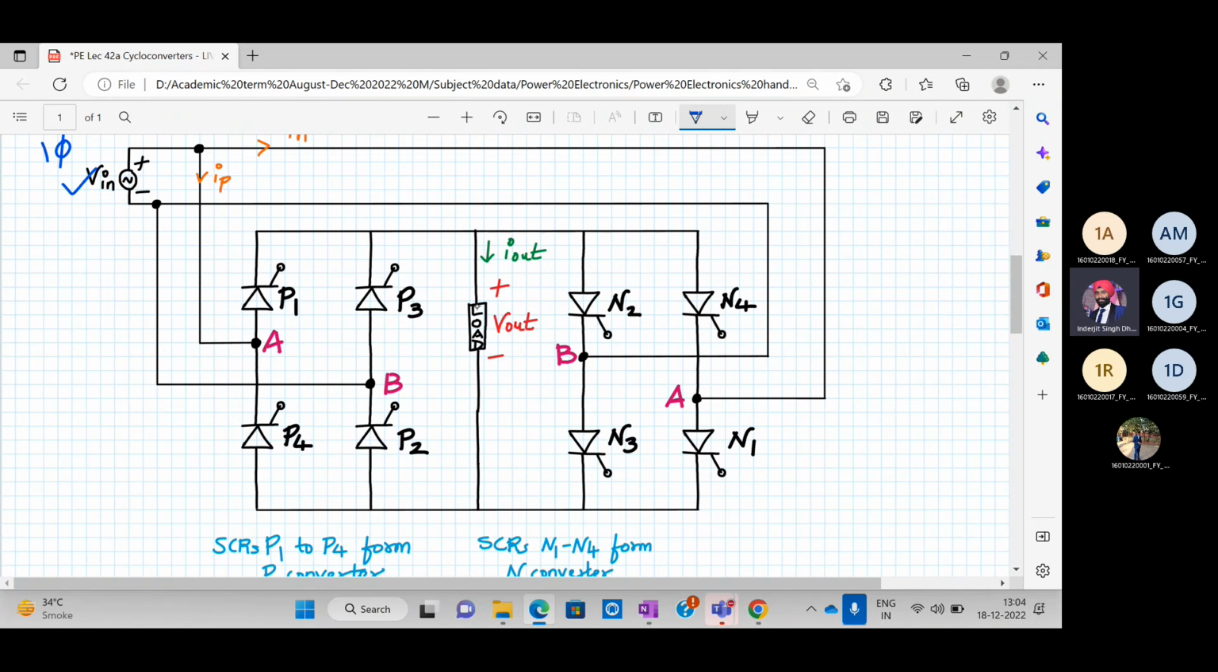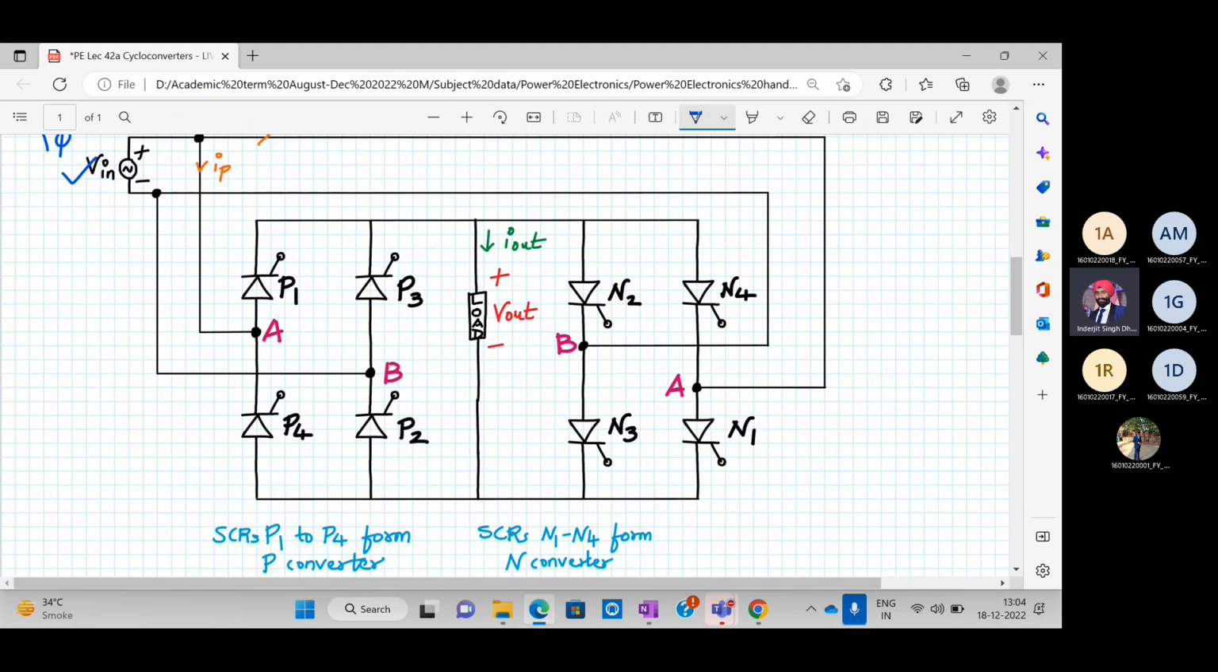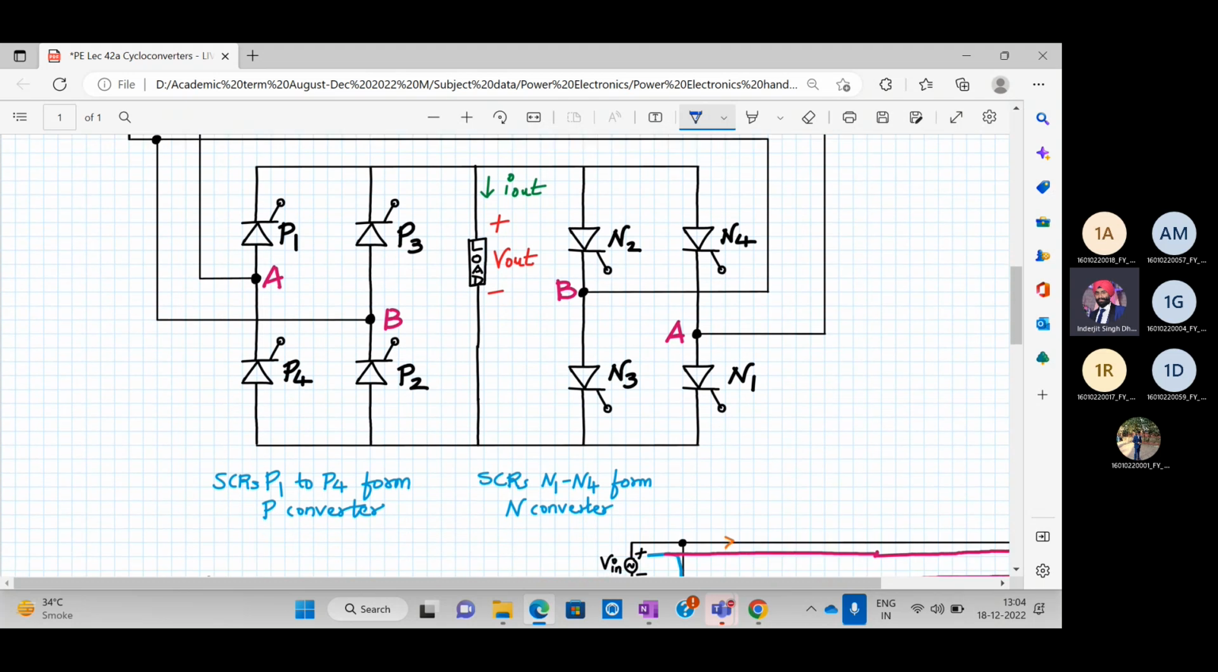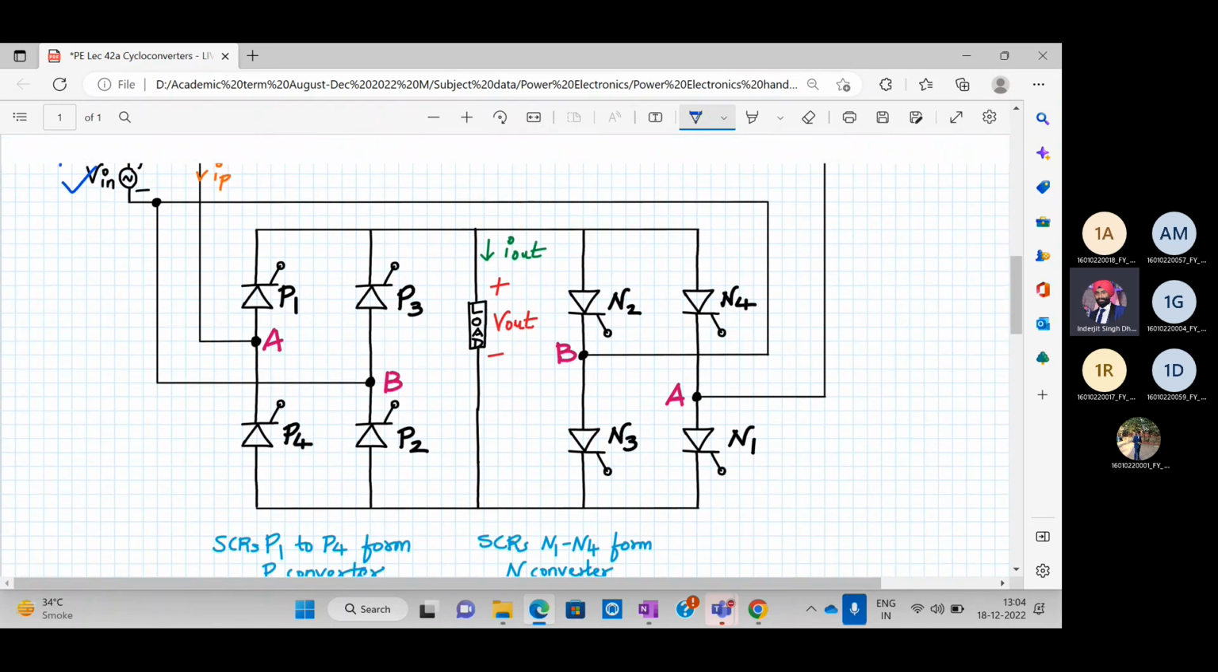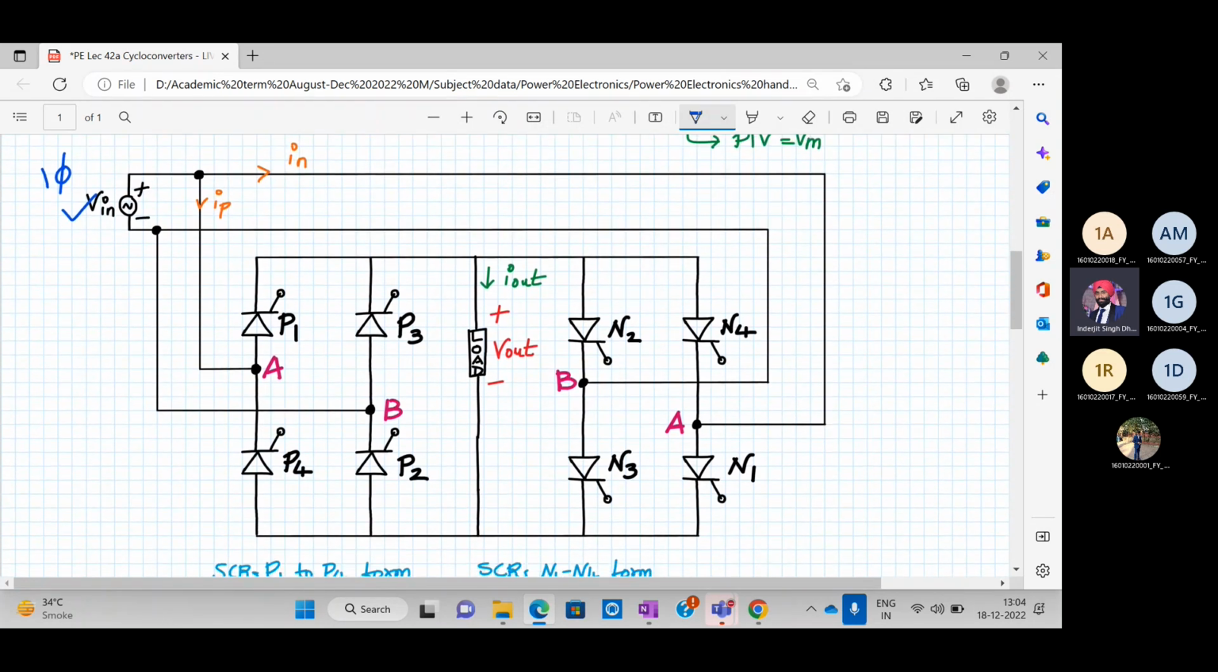And we have a load. We can have a resistive load. We can have an RL load also. So let us start with the working. SCRs P1 to P4 are forming a P converter, and SCRs N1 to N4 are forming an N converter. You should understand how to draw the circuitry. Once you draw it perfectly well, it will be very, very helpful and clear to you. Is this okay? Can we start with the working?